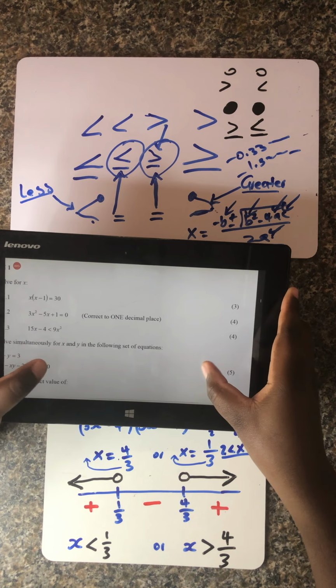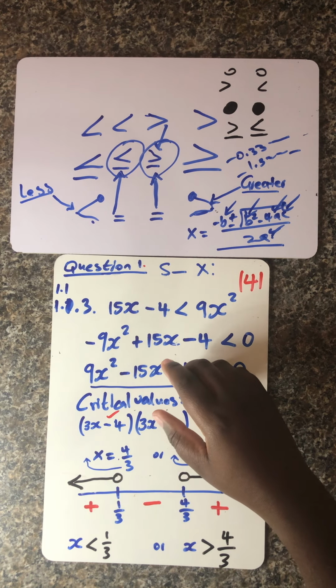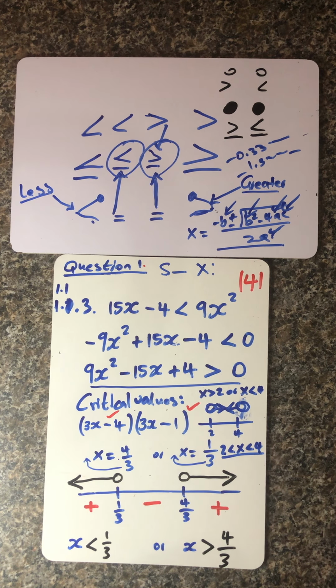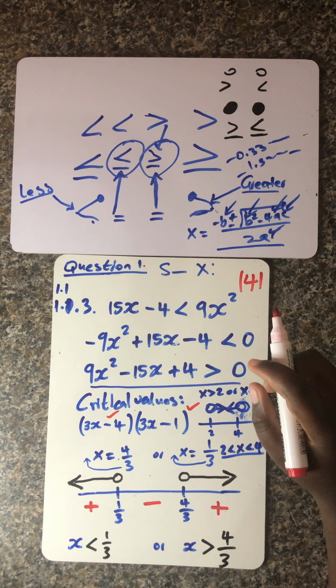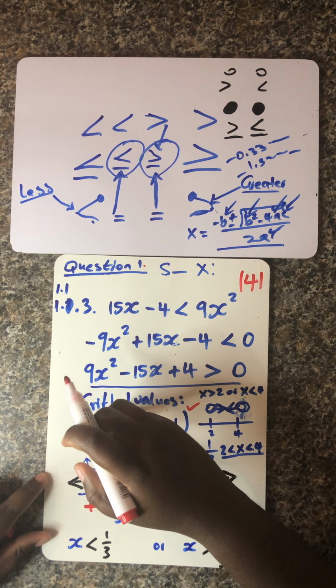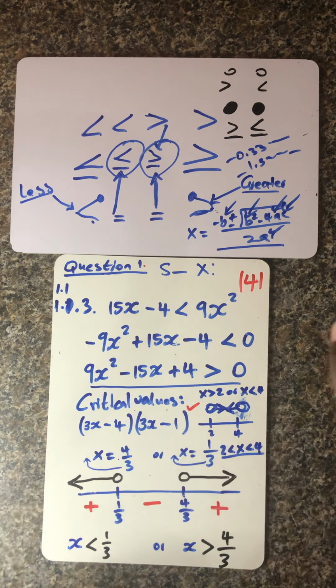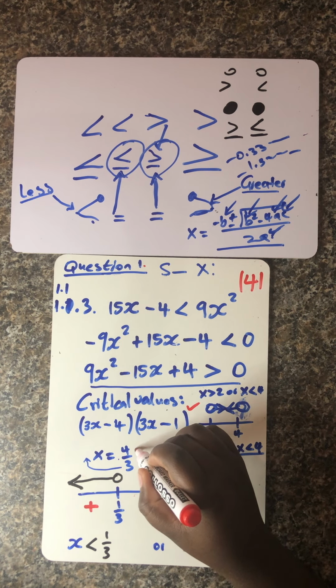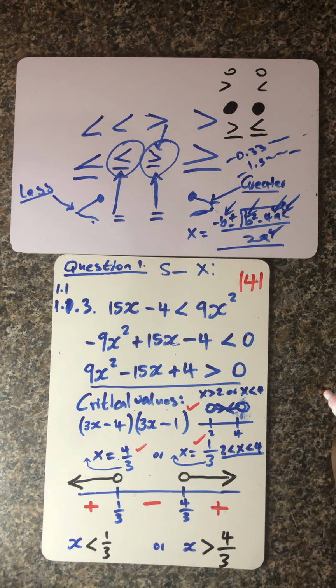It was allocated 4 marks, but if I was the examiner, I was going to give you 5 marks because you worked hard for this question, ladies and gentlemen. So that means you'll just get a mark for correct factors. Then I'm going to give you a mark for finding the correct critical values. Then I'm going to give you a mark for your final answers. Ladies and gentlemen, this is how you solve this question.